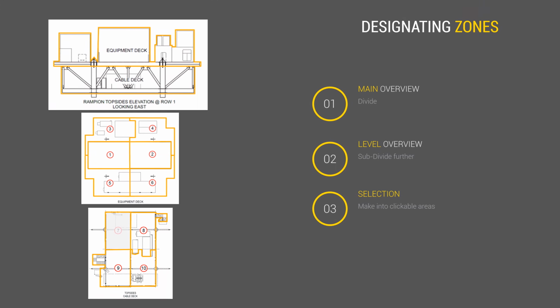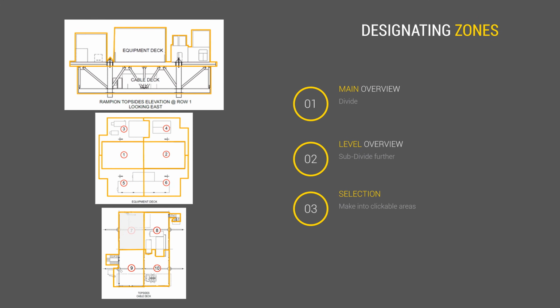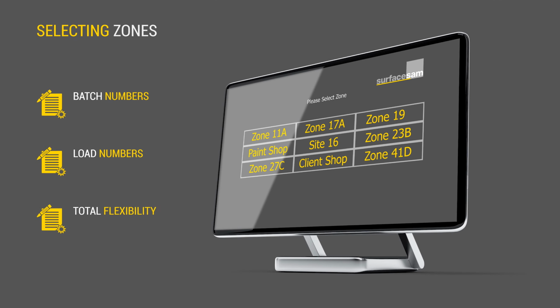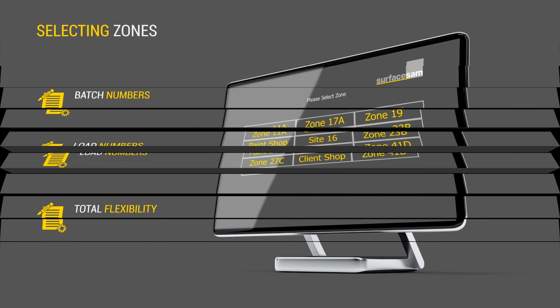We have several ways to designate zones in SAM. In this example, we are using plot plan drawings which have been divided and then further subdivided into clickable areas that filter records to the relevant surveyed items. Simple. Where drawings aren't available, we can use a clickable table process to filter records by load, batch number, or even part numbers. You have total flexibility in the management of your campaign.